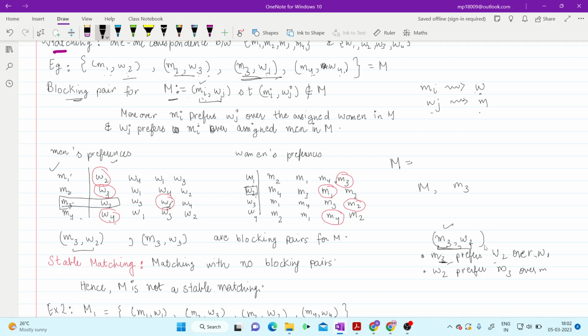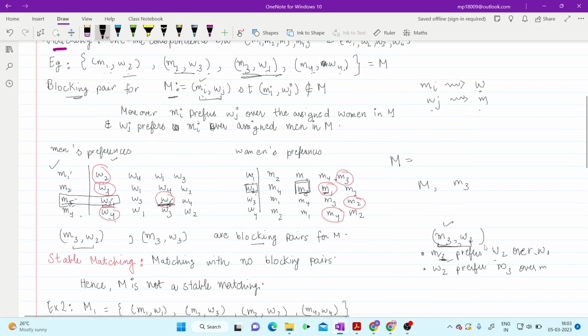So here we saw M3 W2. M3 is assigned W1, but he prefers W2 over W1. And similarly, W2 is assigned M1, but she prefers M3 over M1. So we see that M3 W2 is a better pair than the matching. Therefore, it is a blocking pair. Now is the definition clear?